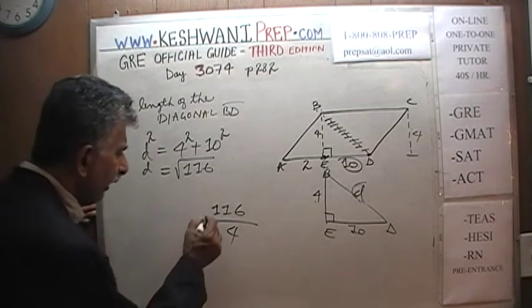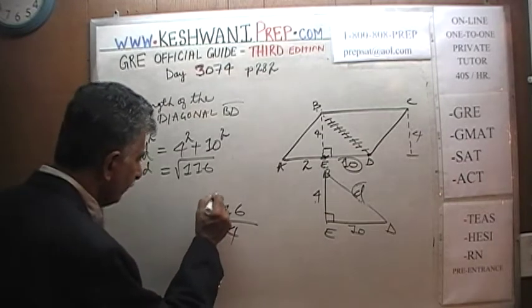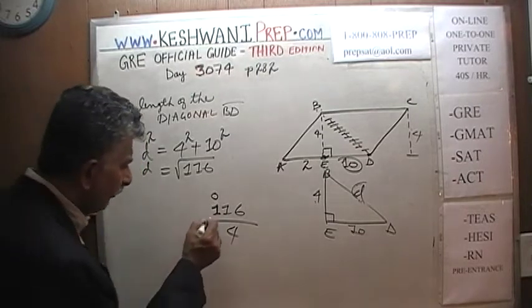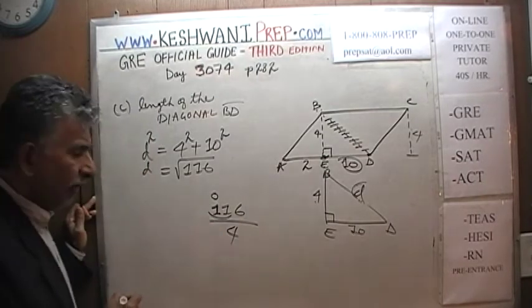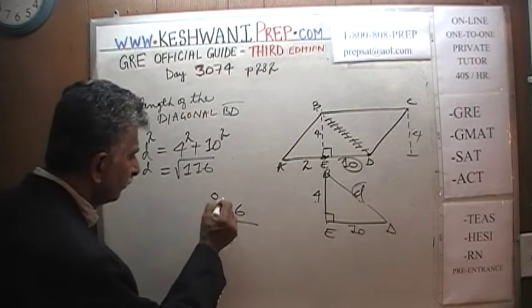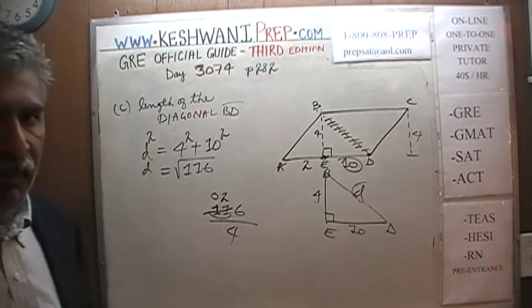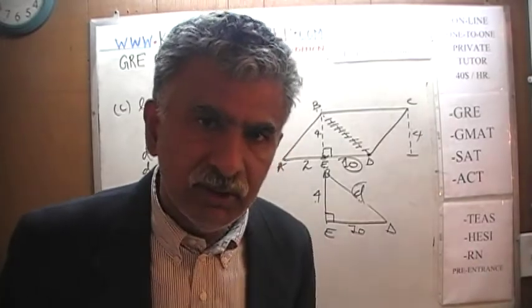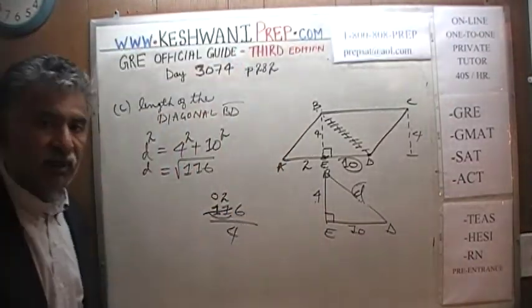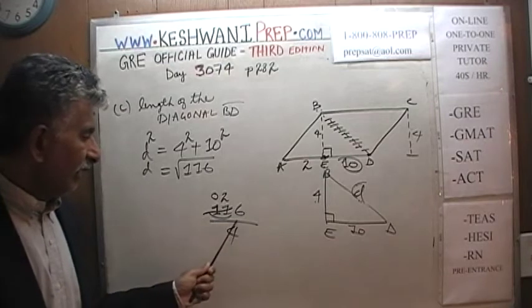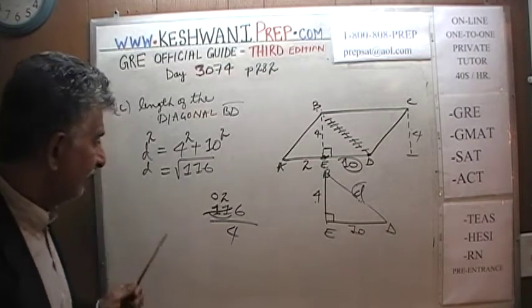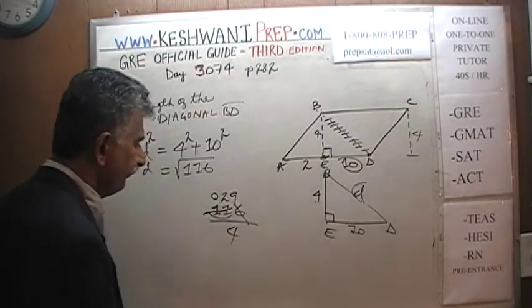How many 4s does 1 have? 1 has no 4. What happens to that 1? 1 goes and joins the other 1, becomes 11. How many 4s does 11 have? 11 has 2 4s. 2 4s are 8. After we take away the 8 from the 11, we have a remainder of 3. What happens to the 3? 3 goes and joins the 6 and becomes 36. And how many 4s does 36 have? 36 has 9 4s. Voila.